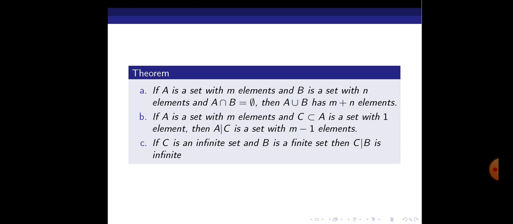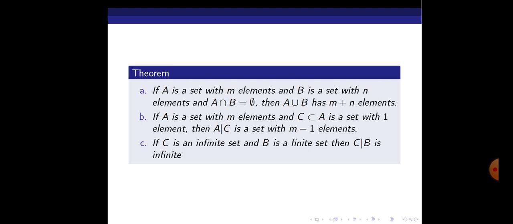And part C states that if C is an infinite set and B is a finite set, then C minus B is infinite. That is, if we remove a finite set from an infinite set, then the remaining part is surely infinite. So, we will prove this theorem.